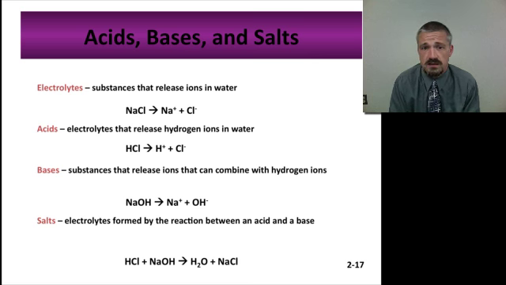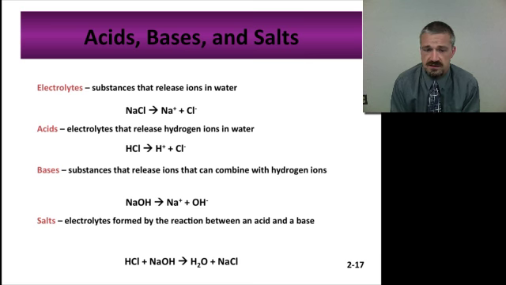An ionically bonded substance has charged ions that are electrically attracted to one another. When you put this into water, a lot of times these ionically bonded substances are going to dissociate, like when you put salt into water, it dissolves and goes to its separate ions. Acids are particular types of electrolytes, and instead of releasing any type of ion, they release one very specific type of ion into solution, and that is the hydrogen ion, or H plus ion. So an acid is an electrolyte that releases hydrogen ions into solution or water.